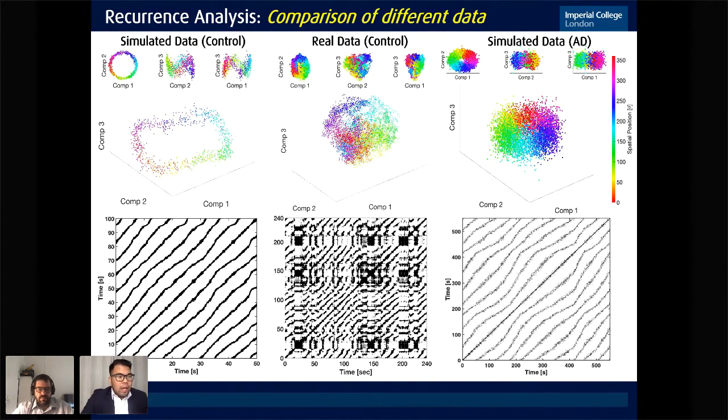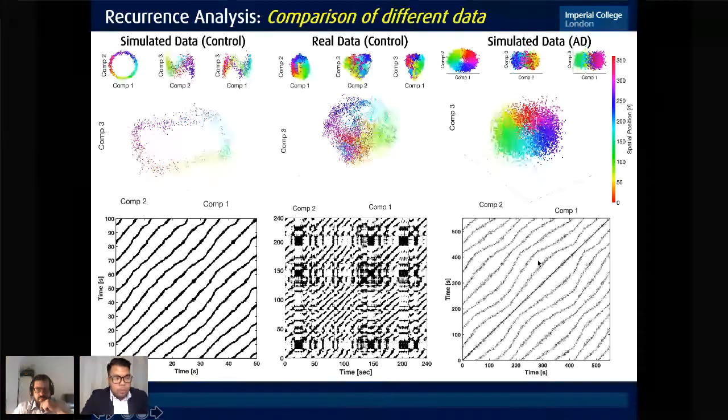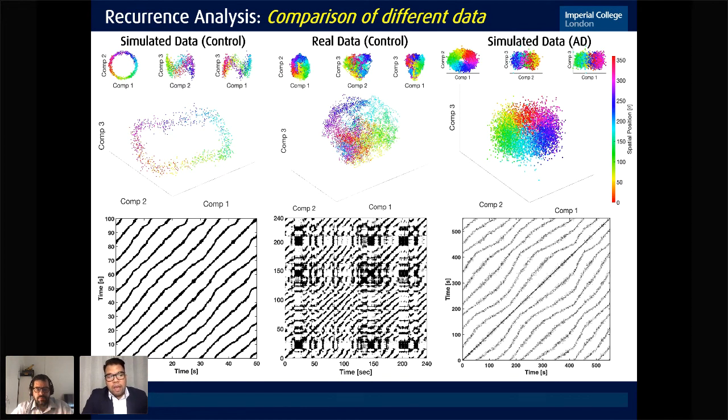We can also see some disruptions or white bands, which may indicate that some states are rare or far from the normal, or that transitions may have occurred. Now, on the rightmost plot, for the simulated data for the Alzheimer's disease model, there are bold lines. The presence of these bold lines suggests that the evolution of states is similar at different epochs, but with different velocity, and that the dynamics of the system could be changing.